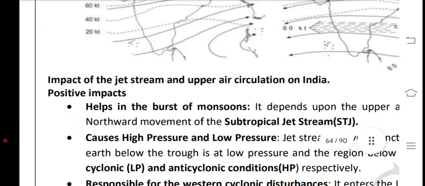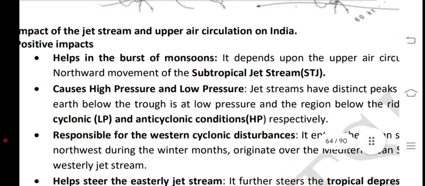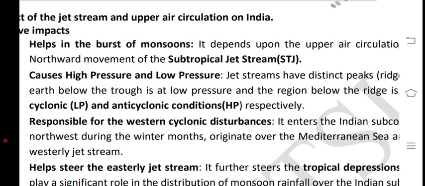Polar cell. Impact of the jet stream and the upper air circulations on India. Positive impact: helps in the burst of the monsoon.